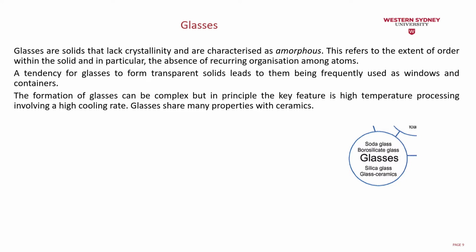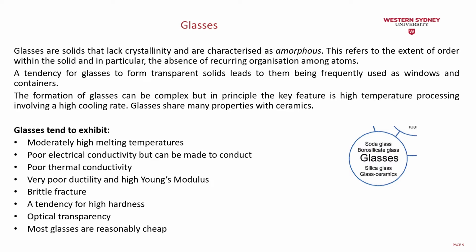The formation of glasses can be complex, but in principle the key feature is high temperature processing involving a high cooling rate. Glasses share many properties with ceramics. The glass's properties are moderately high melting temperatures, poor electrical conductivity but can be made to conduct, poor thermal conductivity, very poor ductility and high Young's modulus, brittle fracture, a tendency for high hardness, and optical transparency, and most glasses are reasonably cheap.